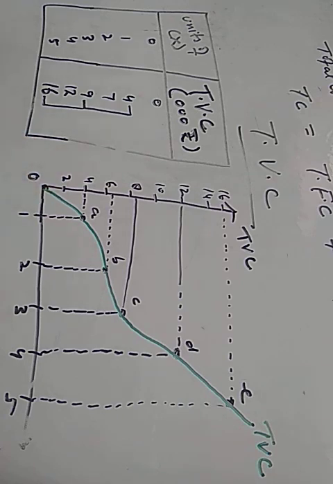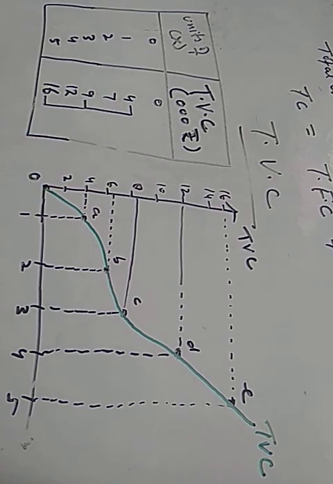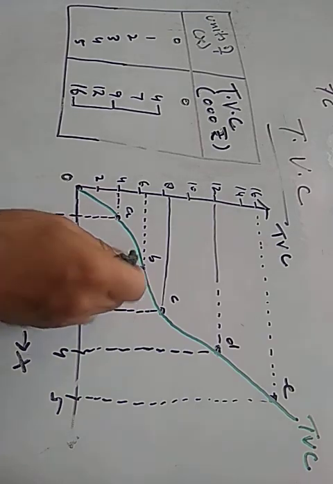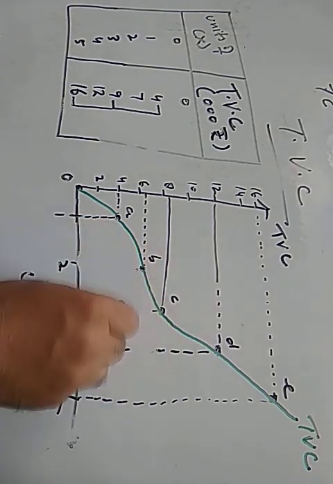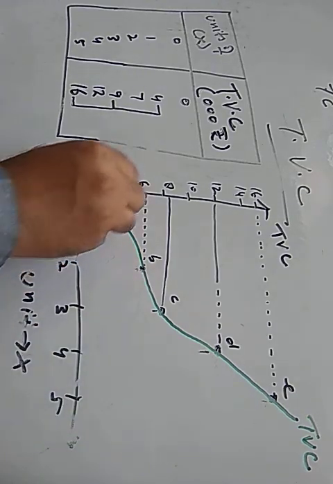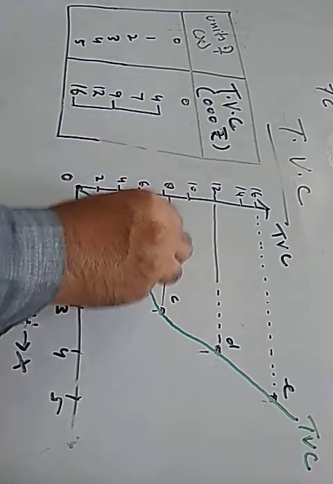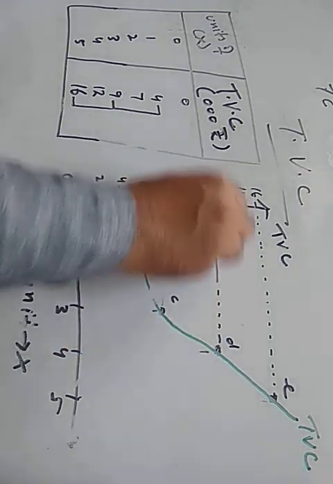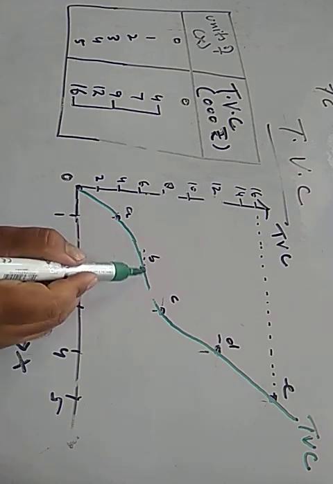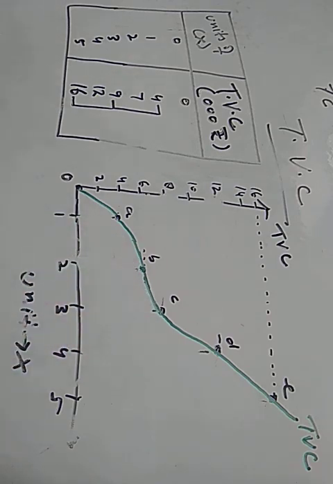I have drawn these points to make it simple for you. Now I can rub these lines. Now this is the final shape of the total variable cost curve. I hope you have understood it. Thanks.